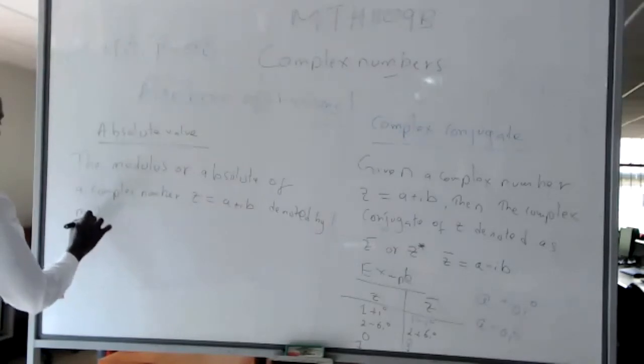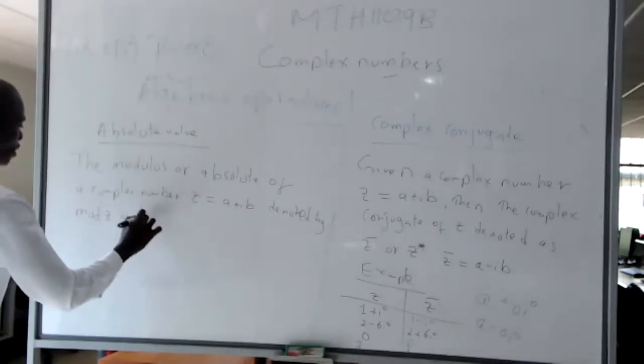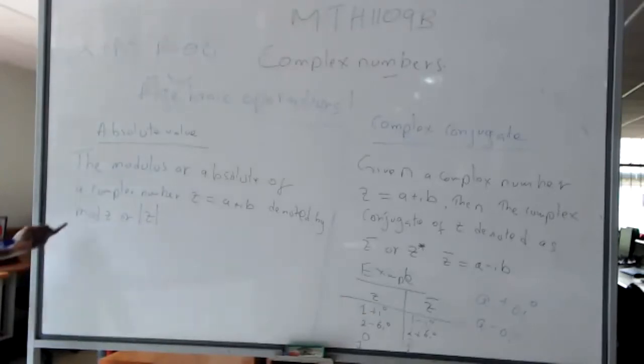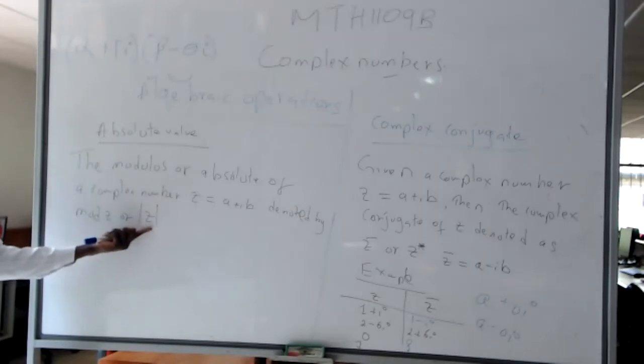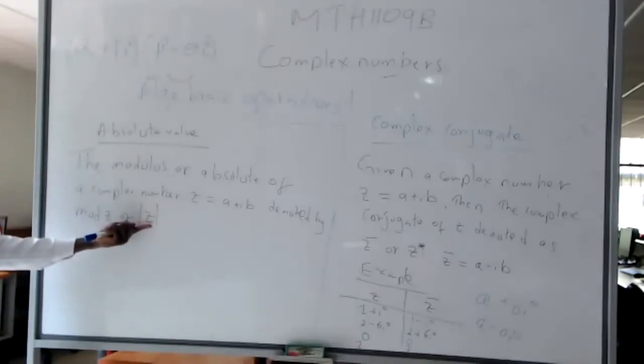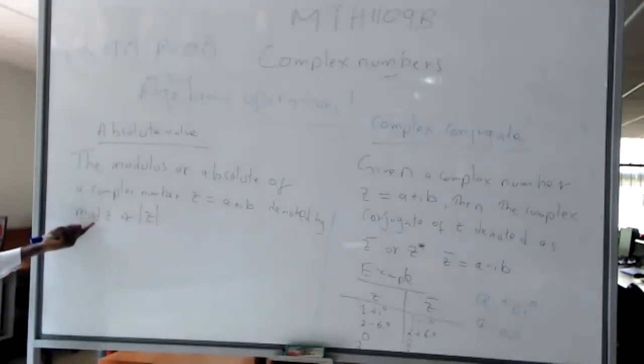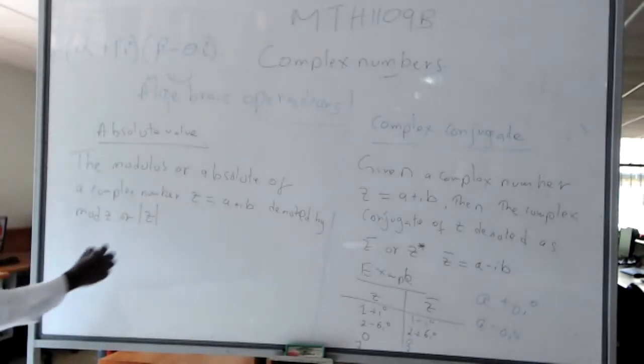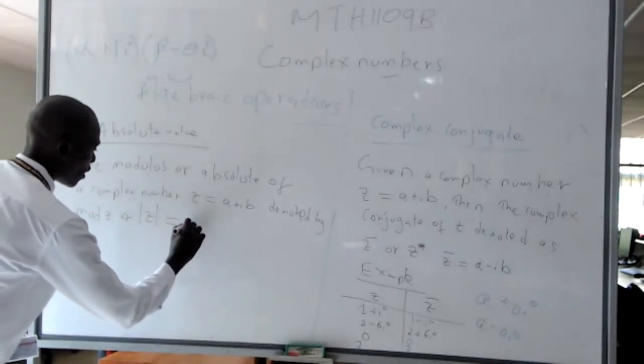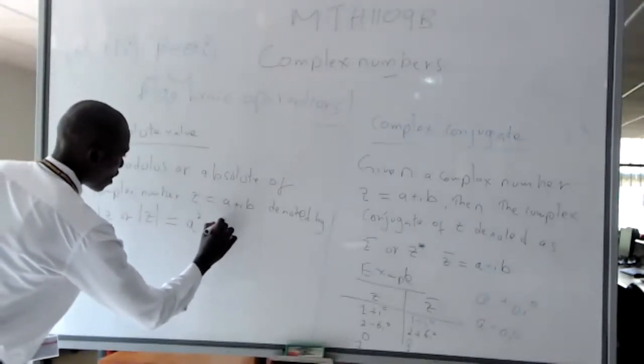some people write this as mod z or z under 2 bars, but I want you to be very careful with mod z, because in abstract algebra, when you write mod, it has a different mathematical meaning as opposed to what we mean by absolute value. So I prefer we use this denotation to denote the absolute value of a complex number z, because mod means something else in abstract algebra. And it is given by a squared plus b squared.